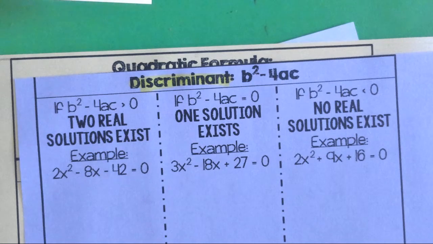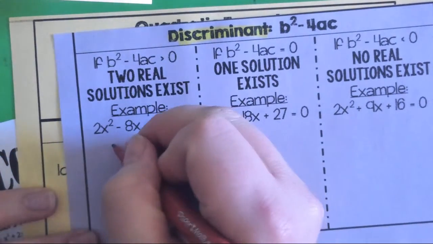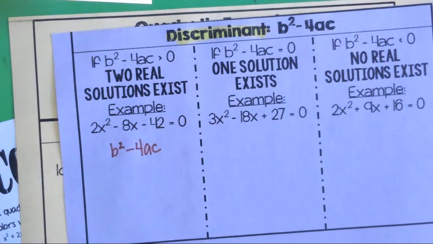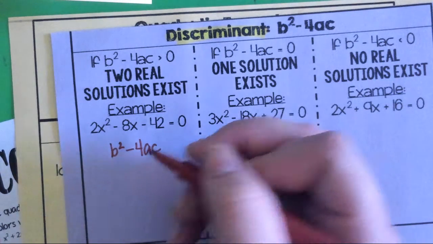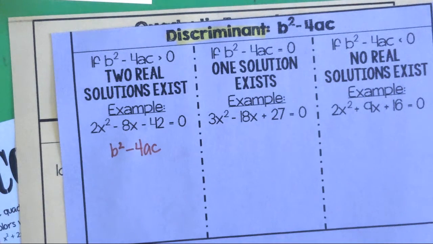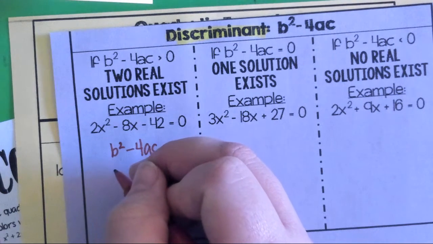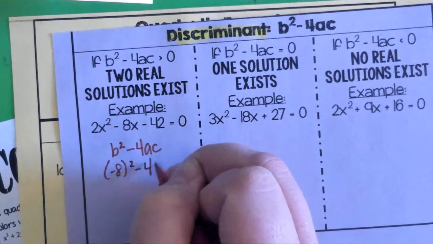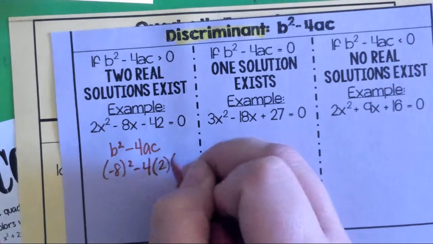So let's just look at it one step at a time. I need to calculate b squared minus 4ac. What is b in my first example? It's negative 8. Negative 8 squared minus 4. What is a? And then what is c?